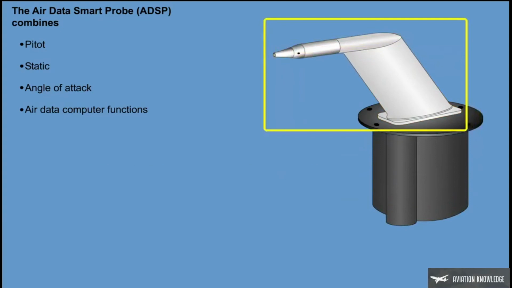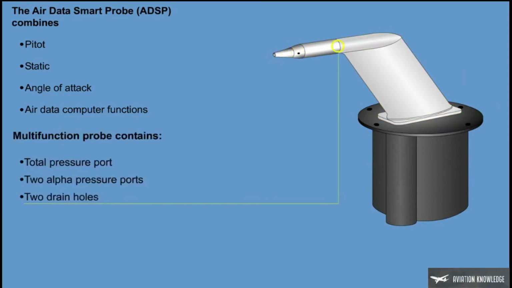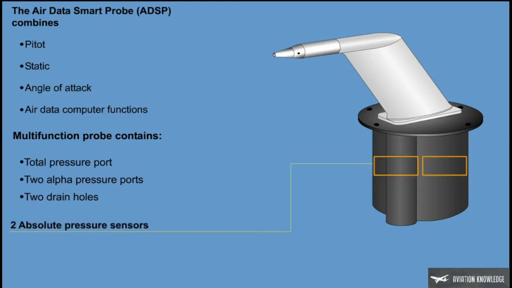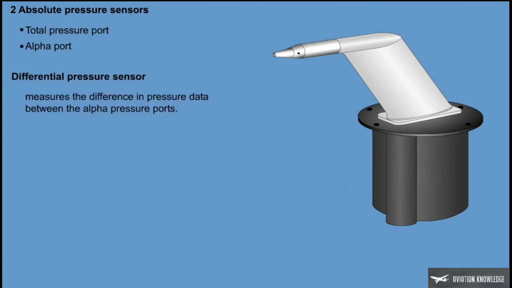The MFP is a one-piece probe that contains a total pressure port, two alpha pressure ports, and two drain holes. Each port is paired to a pressure sensor located in the ADC. Two absolute pressure sensors measure pressure data from the total pressure port and the alpha port. A differential pressure sensor measures the difference between the pressure data from the alpha pressure ports. From the three measured pressures, the local total pressure, local static pressure, and local angle of attack are computed.